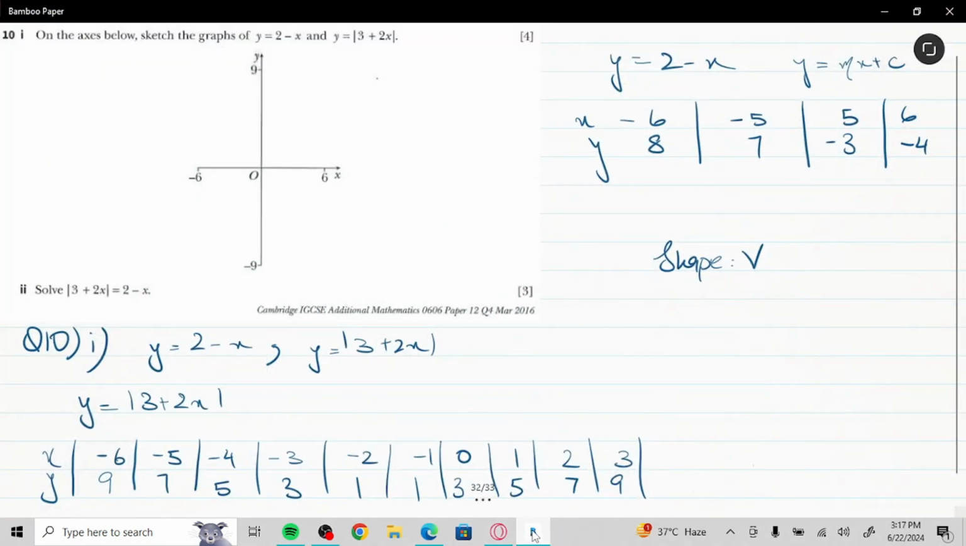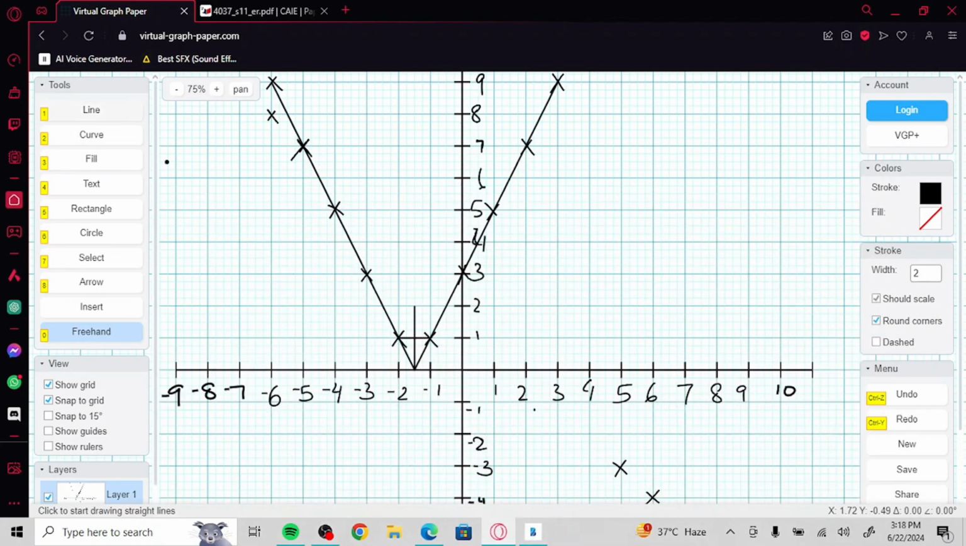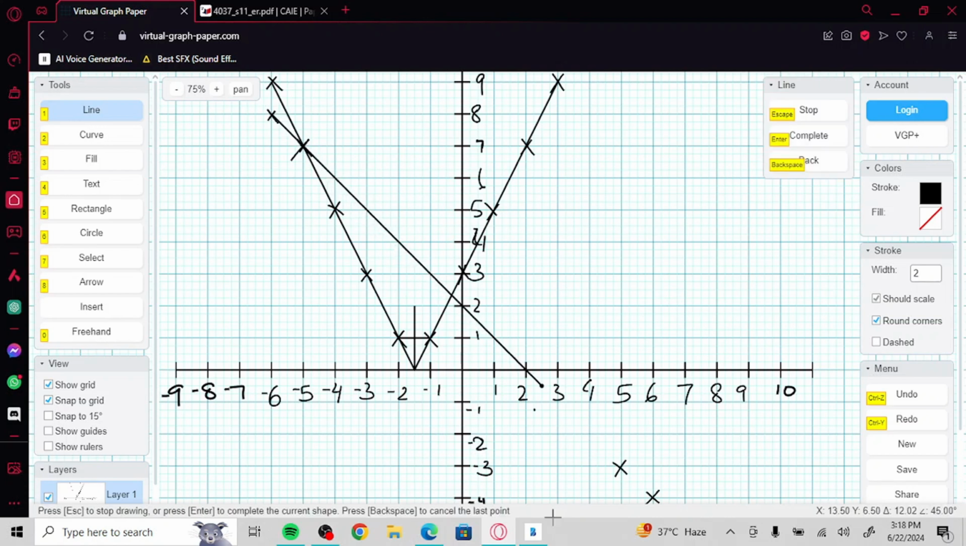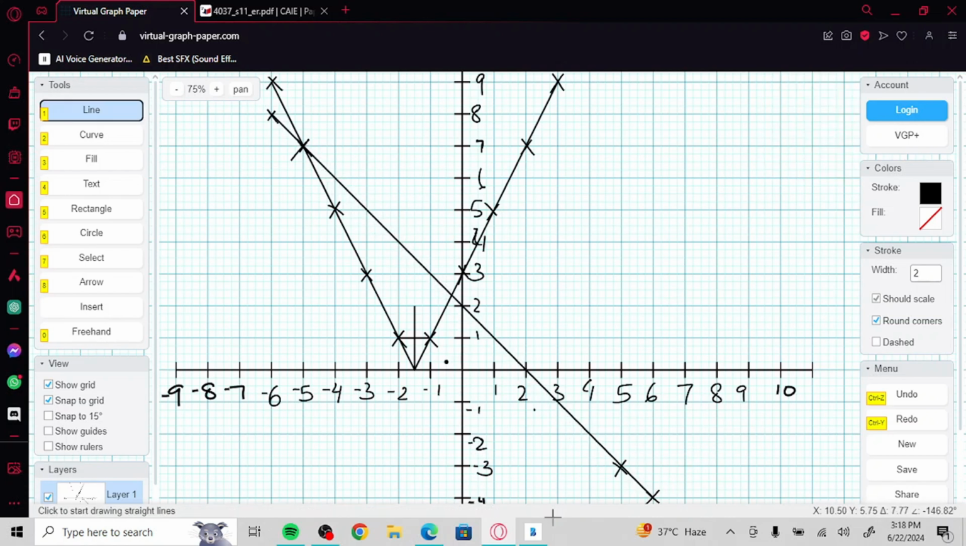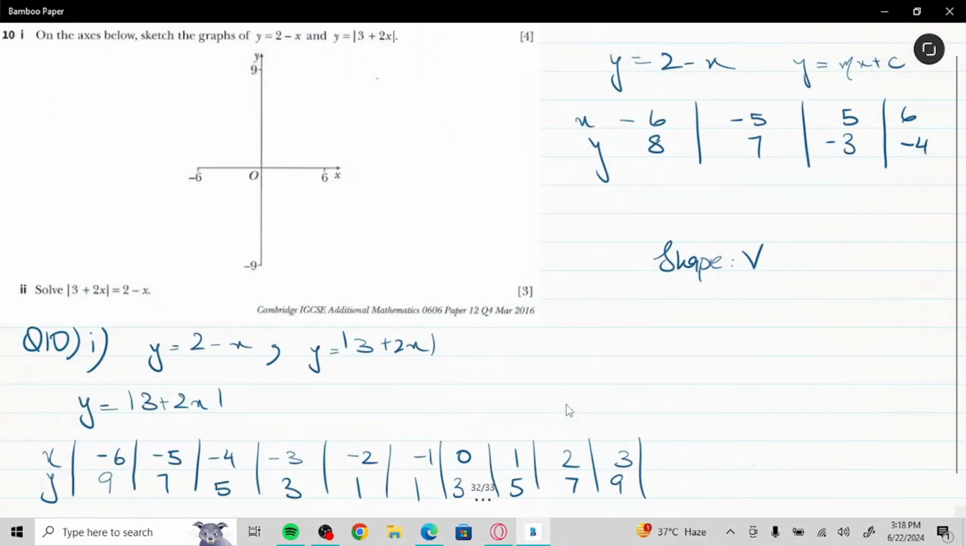And then what we'll do is make the line for this. Make a straight line. And yes, there's the line. This is the line y is equal to 2 minus x. This is the graph of y equals 3 plus 2x modulus, and that's what part 1 required from us. What part 2 requires is to solve the equation 3 plus 2x is equal to 2 minus x.